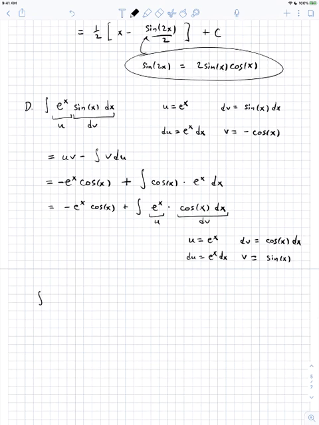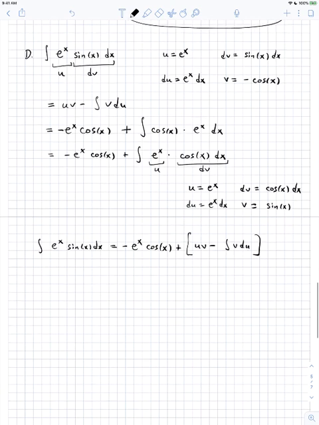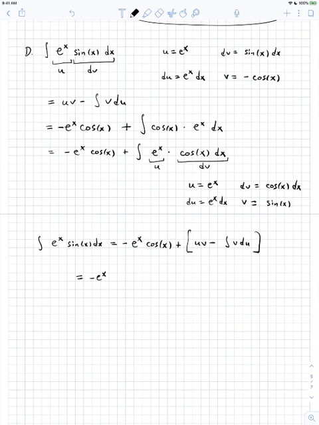So once again, we want to use our integration by parts. So let me rewrite the integral e to the x sine of x dx. This is equal to minus e to the x cosine x plus, and now we're going to have uv minus the integral of v du, just like we always do. So we'll have minus e to the x cosine x plus, what is u times v? u times v is e to the x sine of x, minus the integral of v, which is sine of x, times du, which is e to the x dx. And notice that this integral is the same as the one that we started with, just in the opposite order. But that's okay because there's a minus sign here.